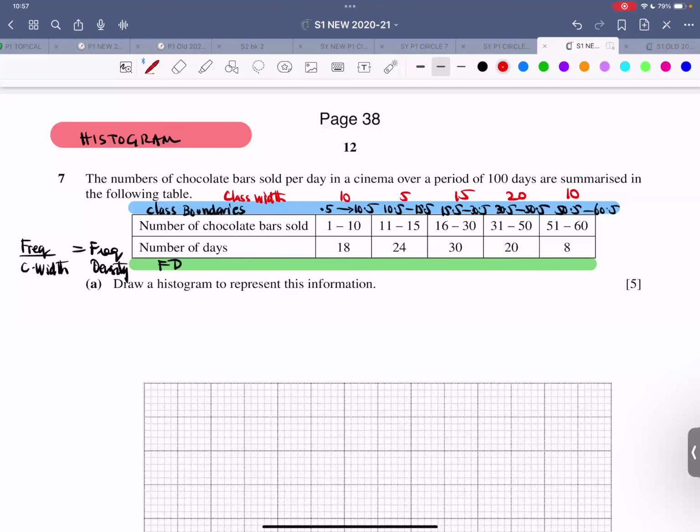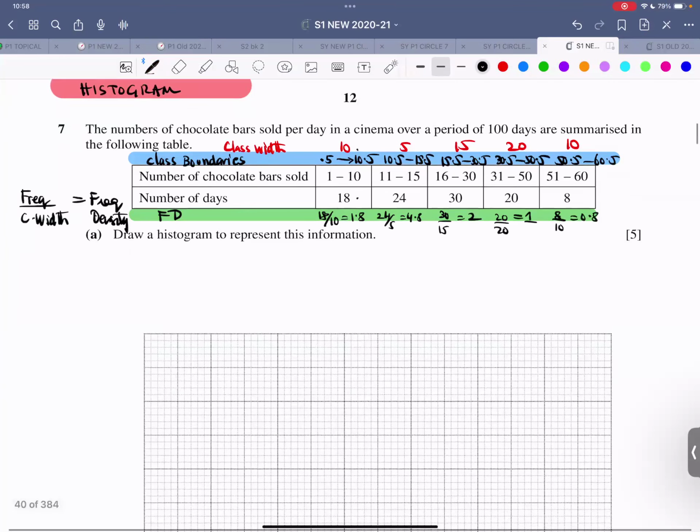So what is frequency density? That is frequency over class width. So 18 divided by 10, which is 1.8. This is 24 over 5, I think that's 4.8. 30 over 15, which is 2. 20 over 20, which is 1. 8 over 10, which is 0.8.